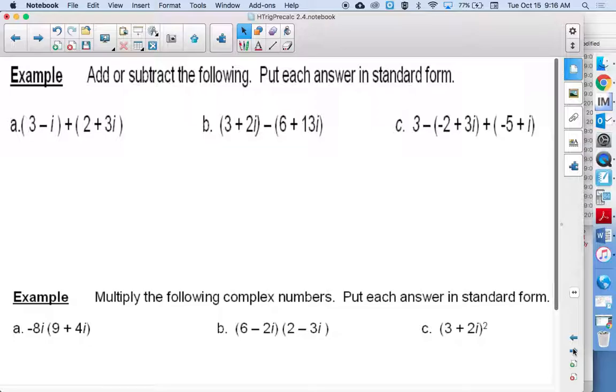And then in parentheses, the reason there are parentheses is to show you that you have really two complex numbers that you're adding together. So this is a complex number, we're adding it with another complex number. They're just grouping symbols to kind of group two different complex numbers together. So 3 minus I plus the complex number 2 plus 3I. Brenton, what would that become if you're adding them together?